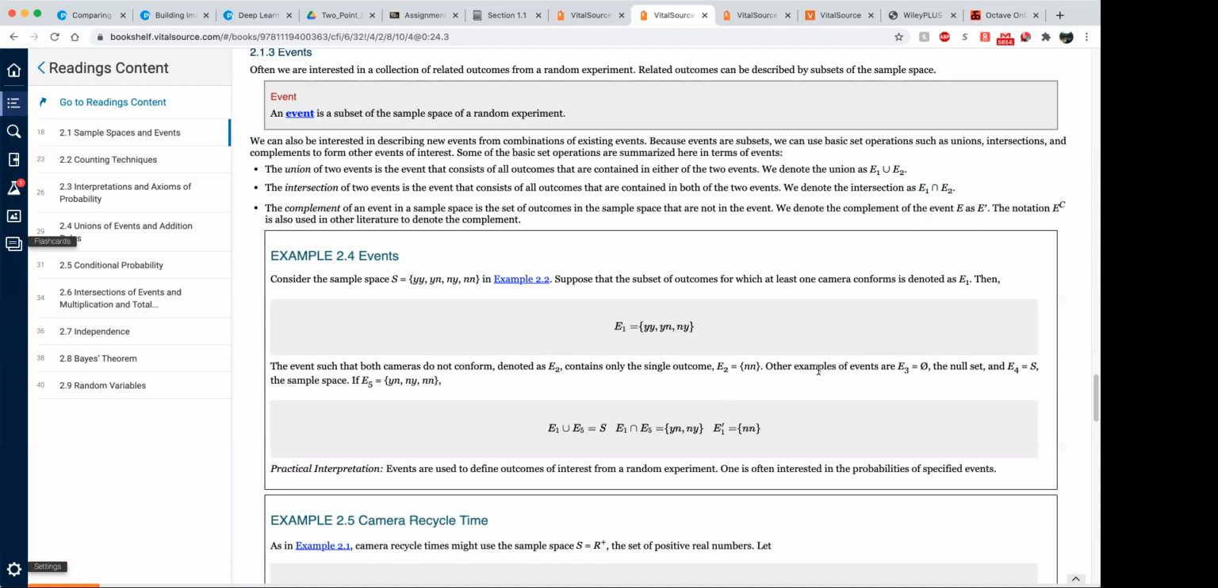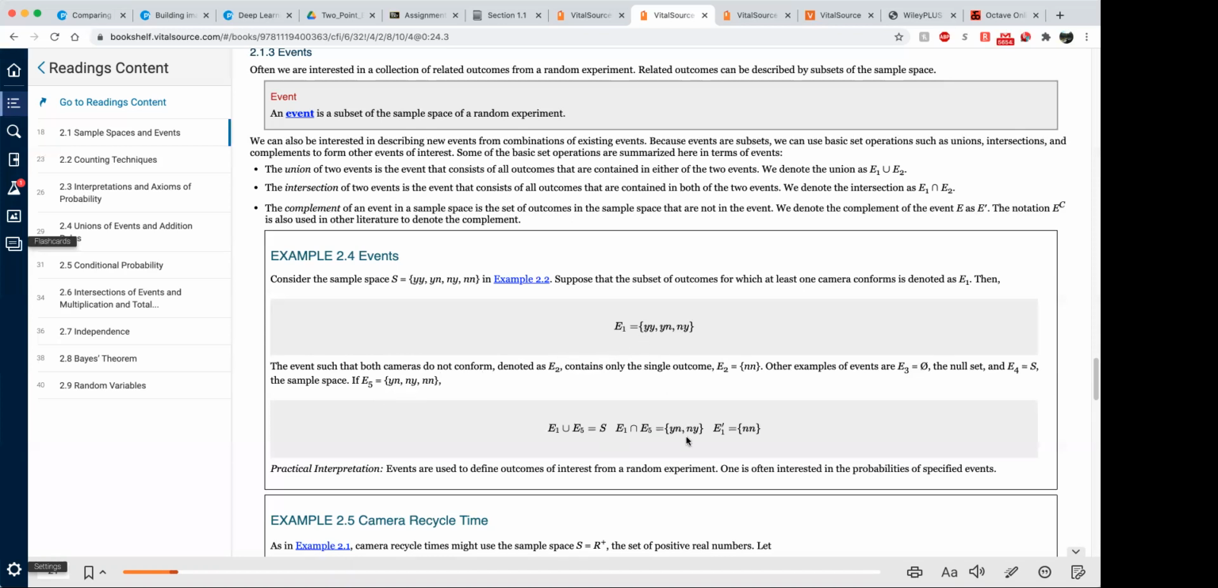Another example of an event is the empty set, called the null set or empty set. We use the symbol phi. E4 is S, which is the sample space, and E5 is YN, NY, NN. Then E1 union E5 is the set of all the outcomes belonging to either E1 or E5, which is going to be the sample space S. E1 intersection E5 is YN and NY, because we just find the common outcomes belonging to both E1 and E5.